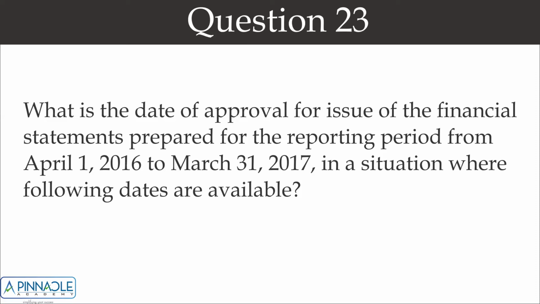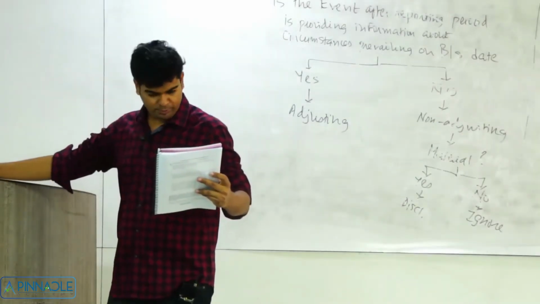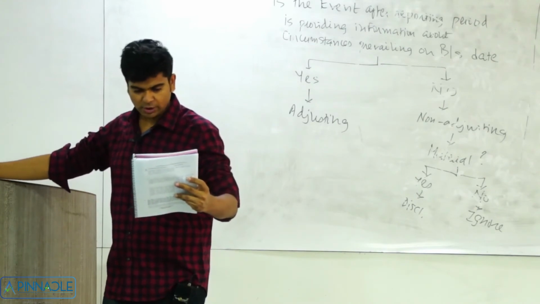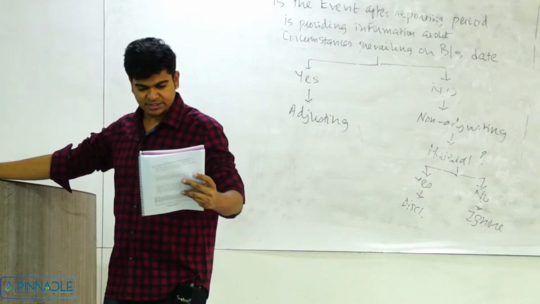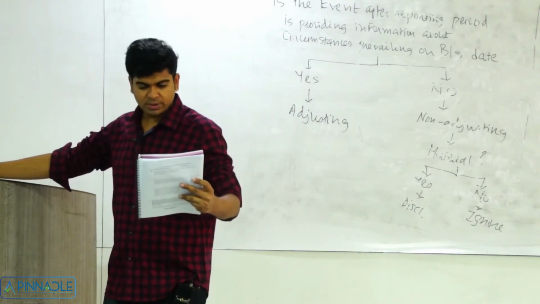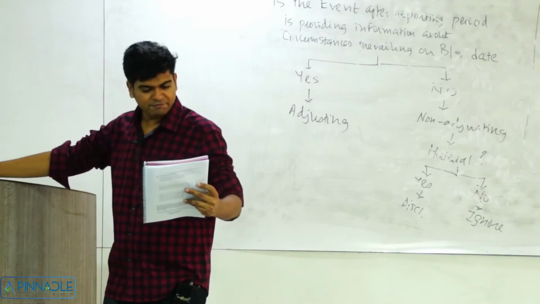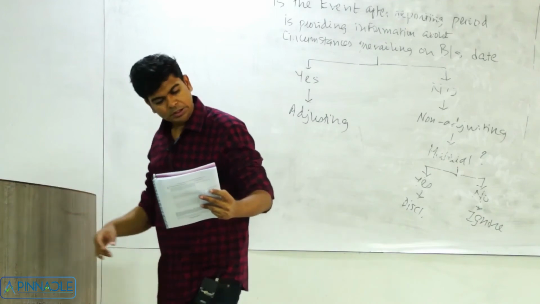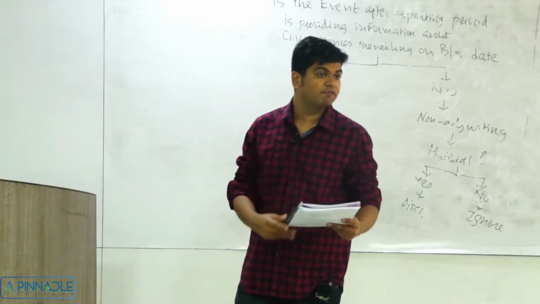23. What is the date of approval for issue of the financial statements prepared for the reporting period from 1st April 2016 to March 31, 2017, in a situation where the following dates are available? We complete the preparation of financial statements on 20th May. Board reviews and approves it on 19th June. Shareholders get it on 1st July. AGM is on 15th September. And we file it with our regulatory authority on 16th October. Tell me, when can we say it's the date of approval?